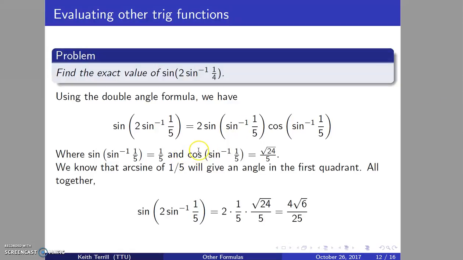So that's how we get the cosine of the arcsine of a fifth is root 24 over 5. And it's all going to be positive because, having this be my original value, I know by arcsine that theta is going to have to be in the first quadrant. So cosine is also going to be positive. And then finally, altogether, 2 times a fifth times root 24 over 5 does eventually boil down to 4 root 6 over 25. Good times, right?